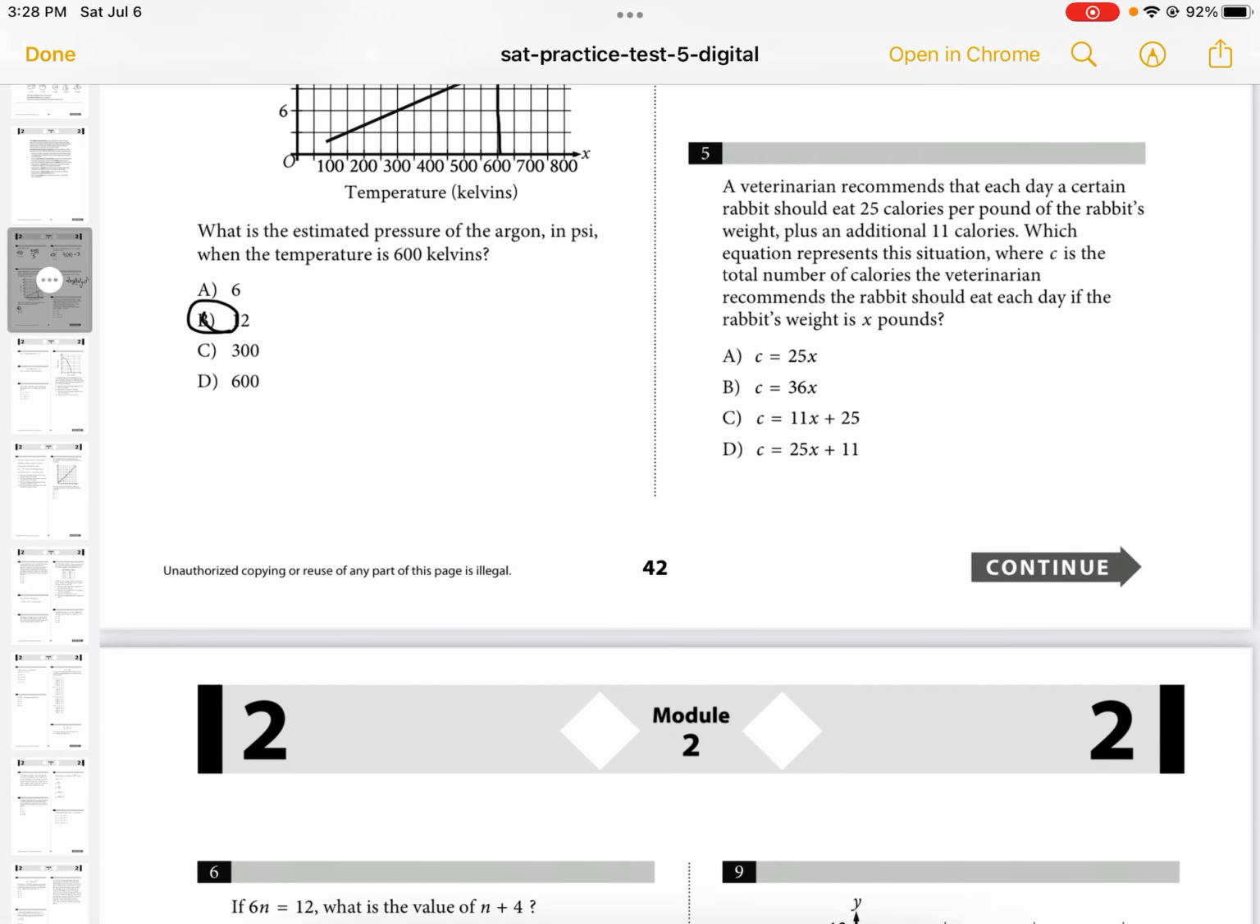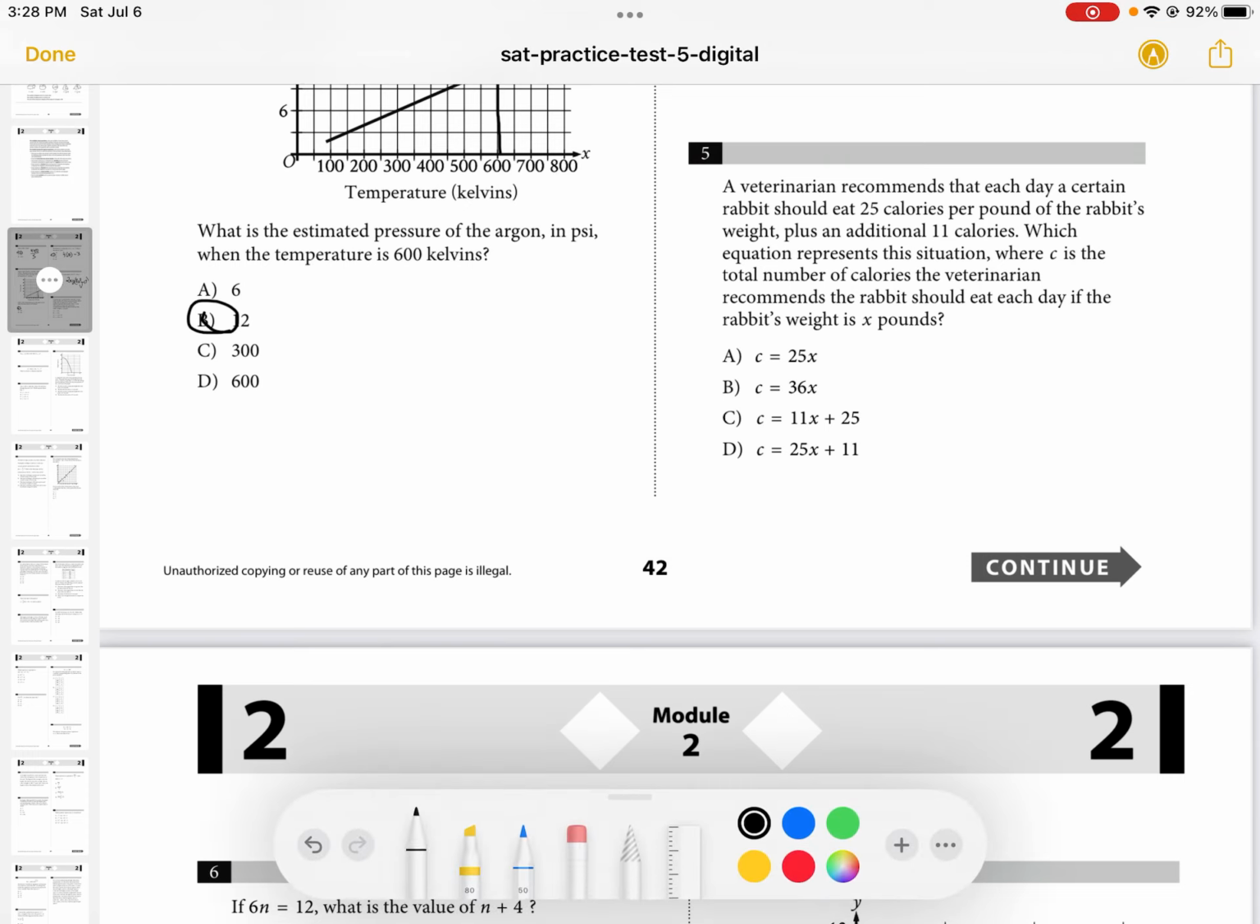A veterinarian recommends that each day a certain rabbit should eat 25 calories per pound of the rabbit's weight plus an additional 11 calories. Which equation represents the situation where C is the total number of calories the veterinarian recommends the rabbit should eat each day if the rabbit's weight is X pounds? So the rate is 25 calories per pound. So C is equal to 25x and then plus an additional 11 calories. So that's answer choice D.